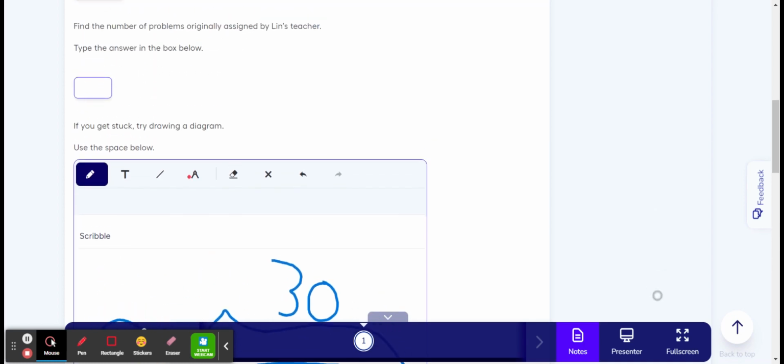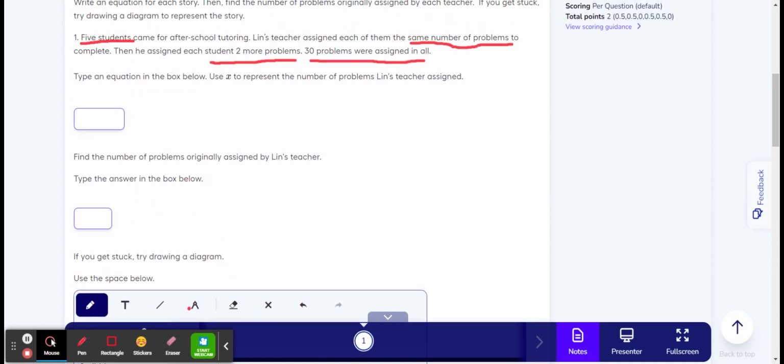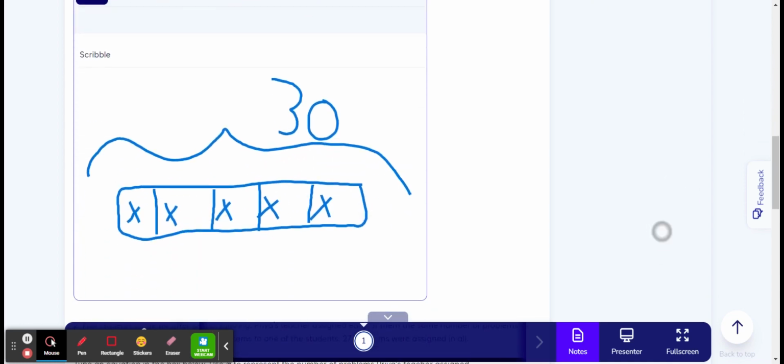And then it says he assigned each student 2 more problems. So I'm going to come back down here and write +2. Sorry, I can't fit everything in here perfectly, but you get the gist. Everything should have +2. So in every box, you should have X +2. Now, can we solve this?